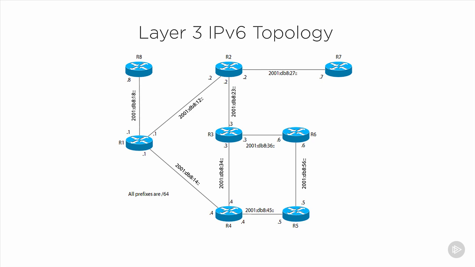All prefixes are /64, and the last digit of the address, also called the last nibble, is based on the router number, just like in the IPv4 topology. In this lab, we're going to configure R1, R2, R3, and R4 on screen, test everything out, and then if you're following along, I'll let you address the remaining links according to the diagram. Ready? Let's go to R1 and get started.